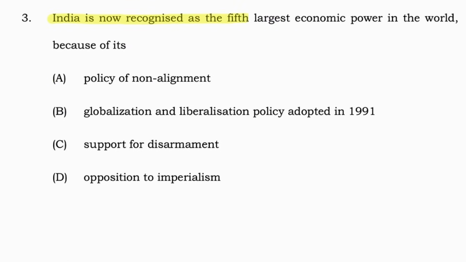Next, question number 3. India is now recognized as the 5th largest economic power in the world because of its: option A, policy of non-alignment; option B, globalization and liberalization policy adopted in 1991; option C, support for disarmament; and option D, opposition to imperialism. And the answer is option B.